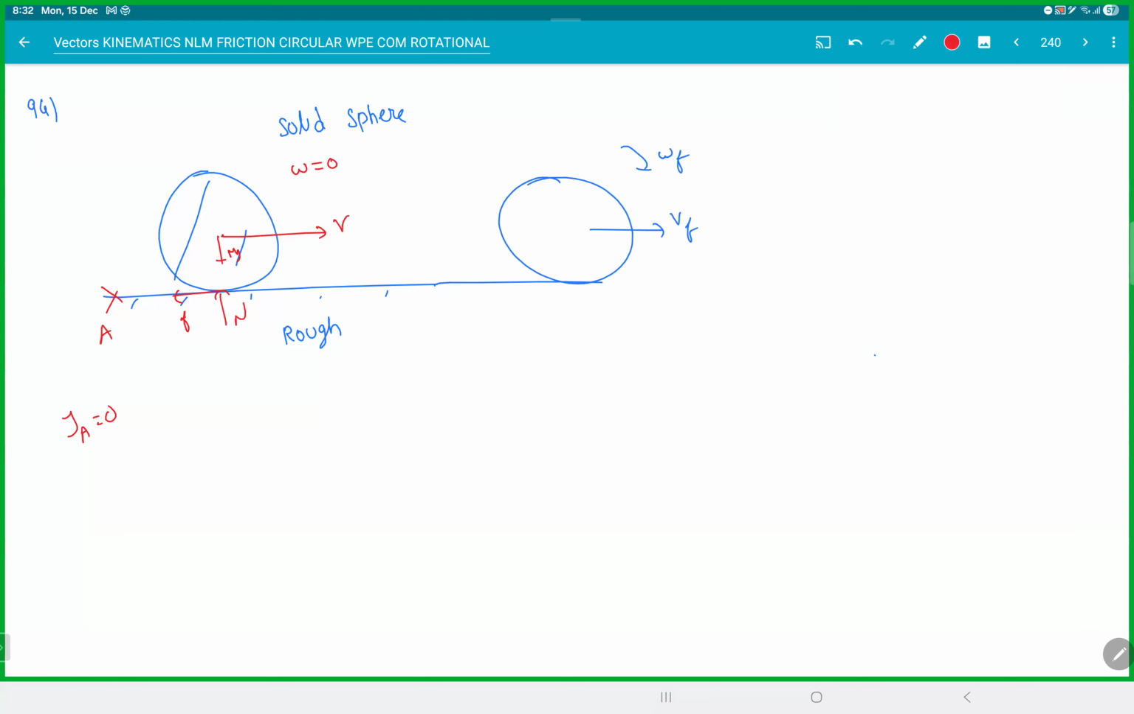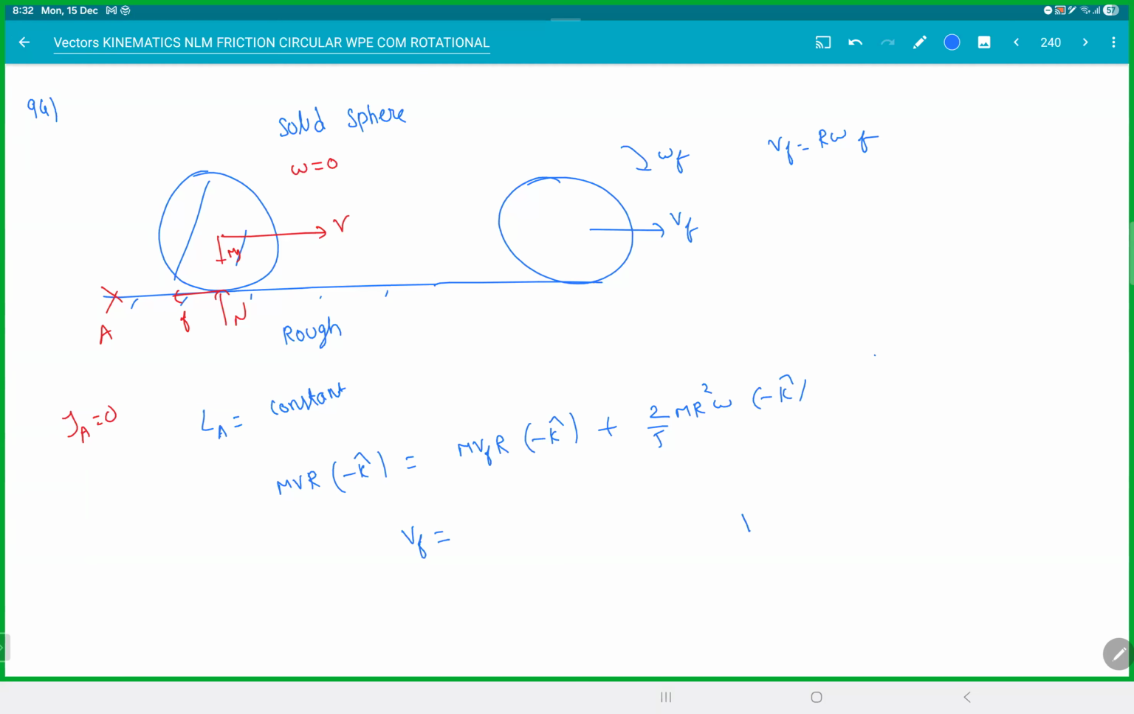Then angular momentum L about A is constant. Initially, there is no omega. So angular momentum will be mvr minus k cap, and this will be m v final r minus k cap plus, since it's a solid sphere, 2 by 5 mr square omega, that is I omega minus k cap. Since it's not slipping, eventually Vf is equal to r omega. So substitute there. From there, you'll get your V final.